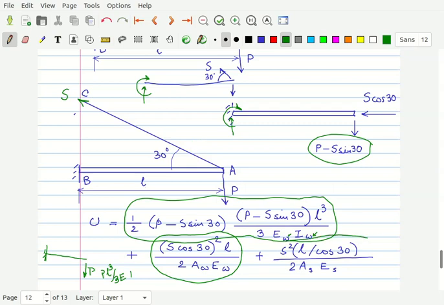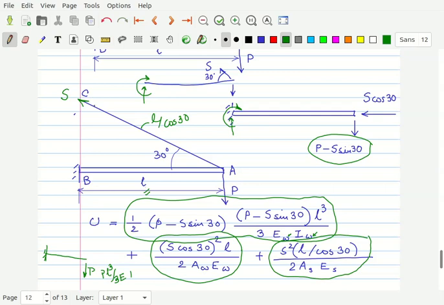And this energy is, S cos theta is the force on this, so this will also get compressed, and the energy of compression is (S cos theta) whole square, P square, L is the length of the beam, and by, sorry, I made one mistake. So this is L, and this length is L by cos theta.